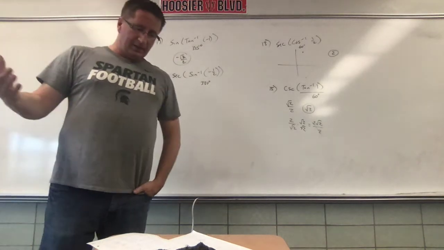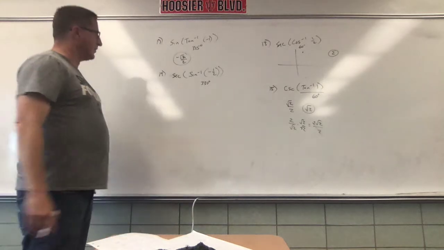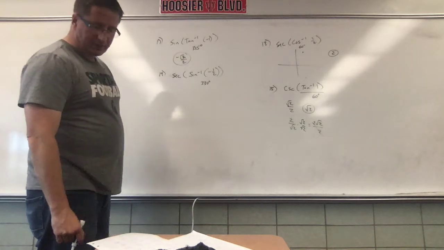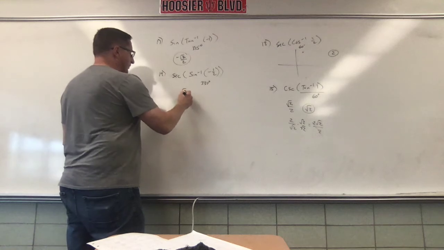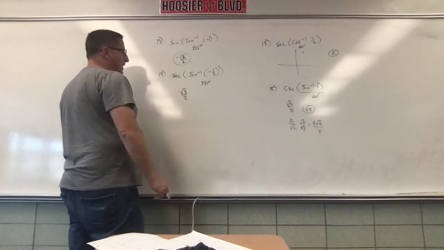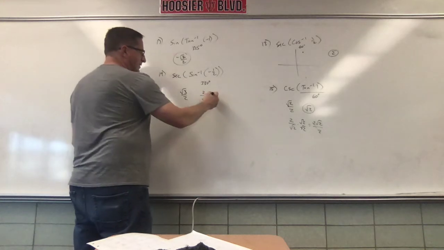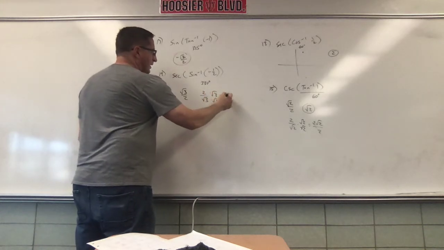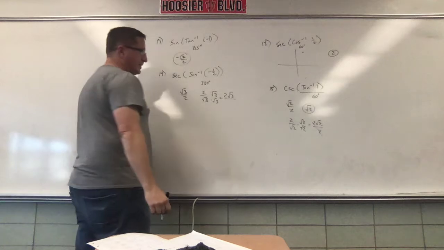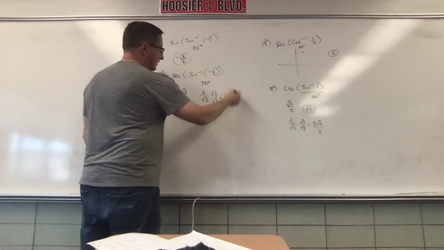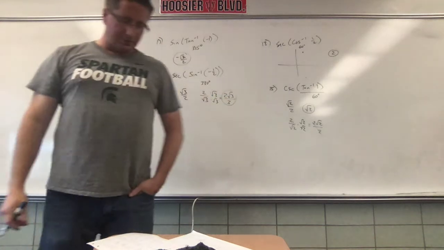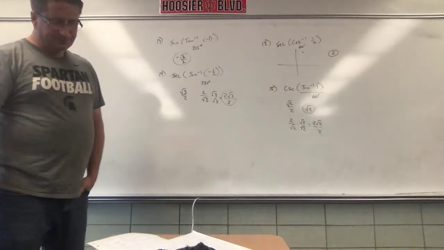Well, to find the secant, we get the cosine first and then flip it. The cosine at 330 degrees is radical 3 over 2. That's the cosine, so flip that to get secant. So you have 2 over radical 3, which is unacceptable, so multiply by radical 3 over radical 3. You have 2 times radical 3 over radical 3 times radical 3, which is radical 9, which is 3. So 2 radical 3 over 3.